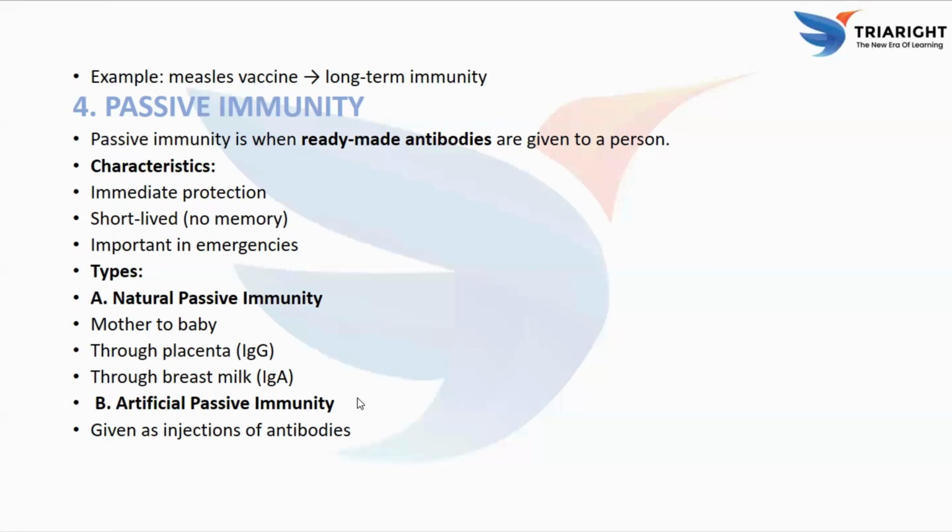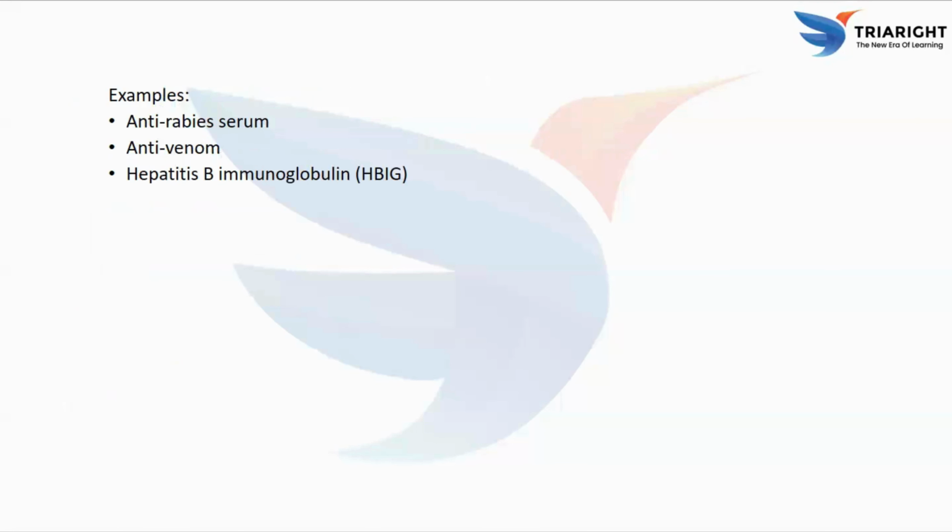Next is artificial passive immunity. This type occurs when ready-made antibodies are injected into a person. What are the sources of artificial passive immunity? Human immunoglobulin, antiserum, and antivenom from animals like horses. Now what are the examples? Anti-rabies serum or anti-rabies immunoglobulin. This is given immediately after a dog bite to prevent rabies until the vaccine starts working.